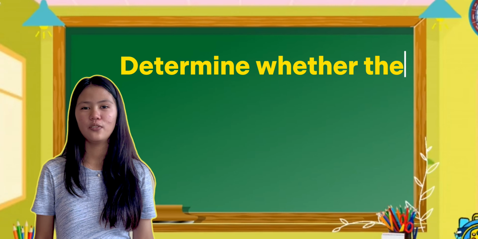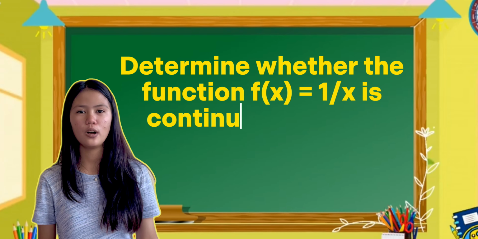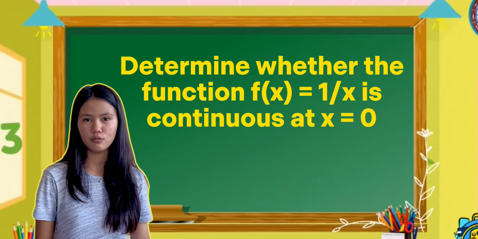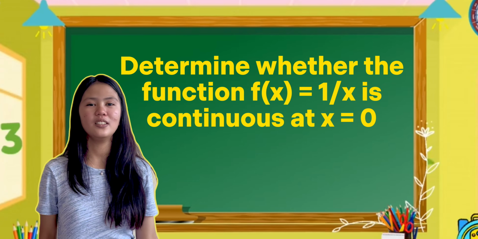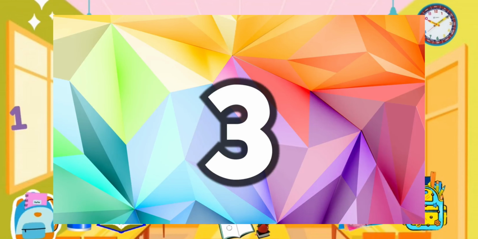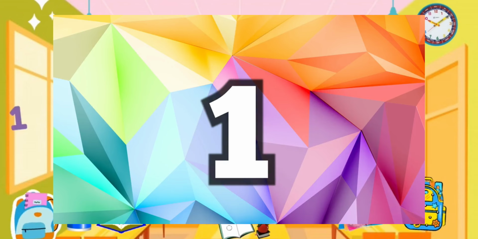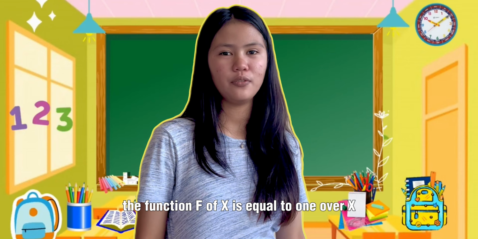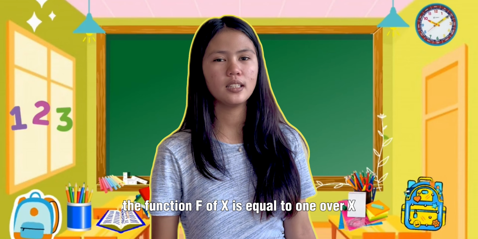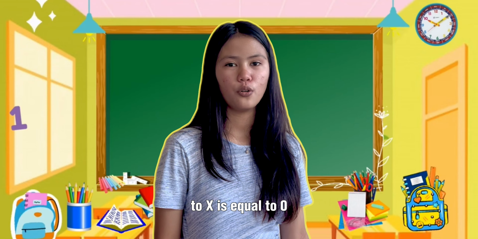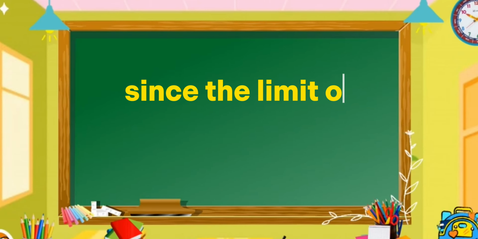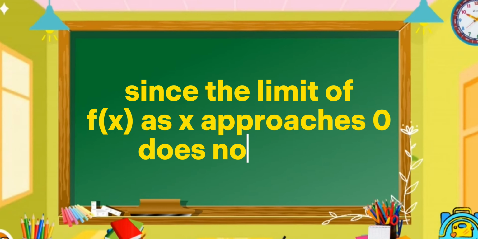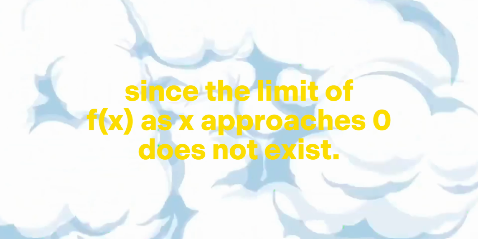Determine whether the function f of x is equal to 1 over x is continuous at x is equal to 0. And the answer is no. The function f of x is equal to 1 over x is not continuous at x is equal to 0, since the limit of f of x as x approaches 0 does not exist.